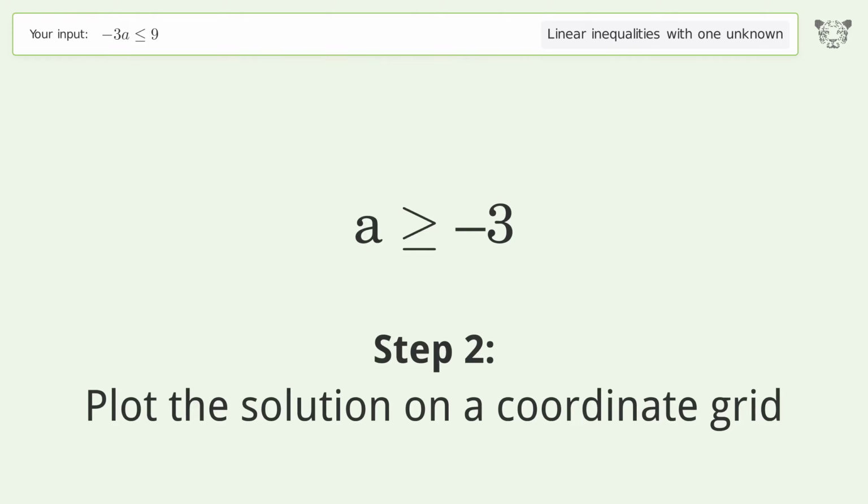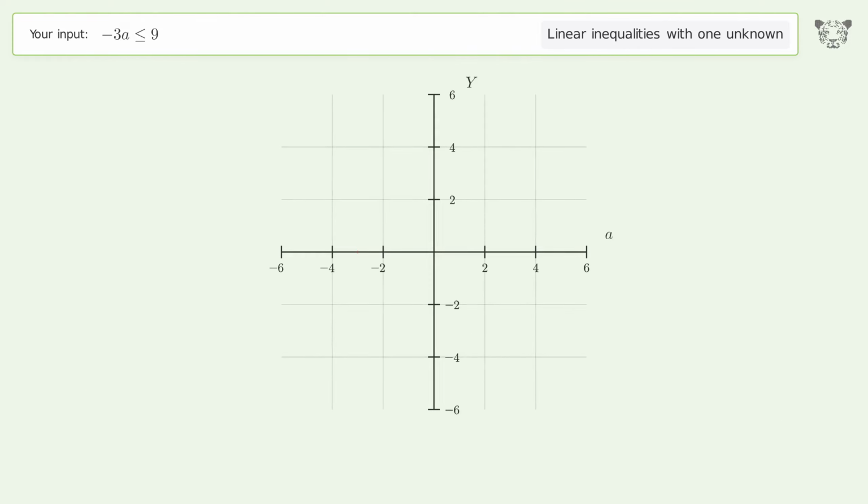Plot the solution on a coordinate grid. And so the final result is a ≥ -3.